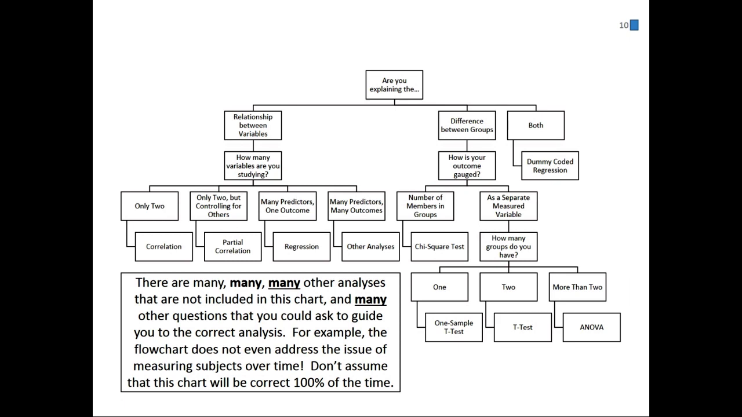So as you can see on this chart, this is a chart that we visited and revisited multiple times this semester. We have still the relationship between variables, we have still the difference between groups, but now we have a new category, we have a new addition, and it's both. What if we want to both look at the relationship between variables as well as look at the difference between groups at the same time? We would do dummy-coded regression. We would do a dummy-coded regression analysis.